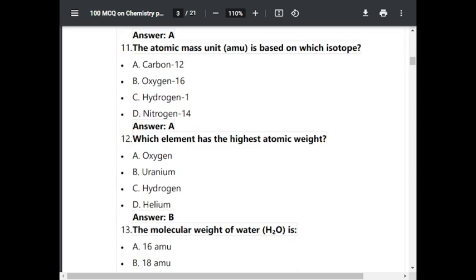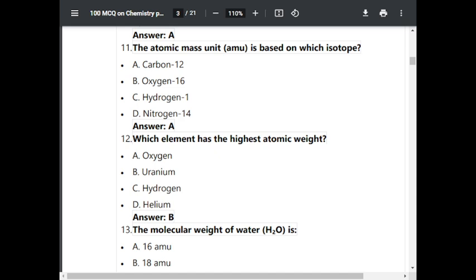Question number 11. Atomic mass unit is based on which isotope? Option A C12, option B oxygen 16, option C H1, option D nitrogen 14. The correct answer is A C12. Carbon 12 is the base for atomic mass unit.